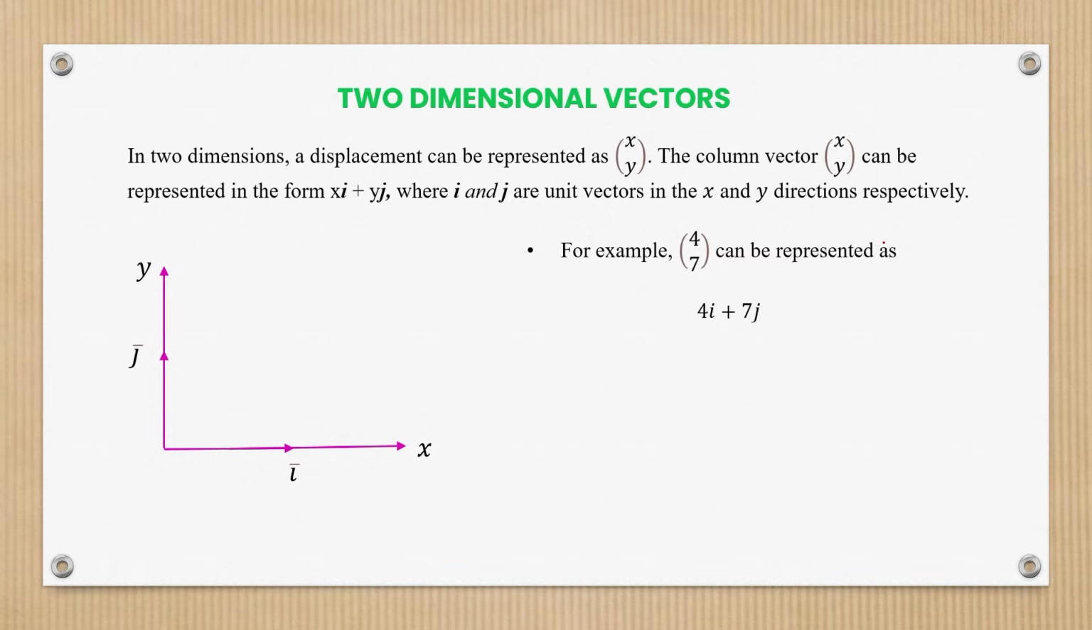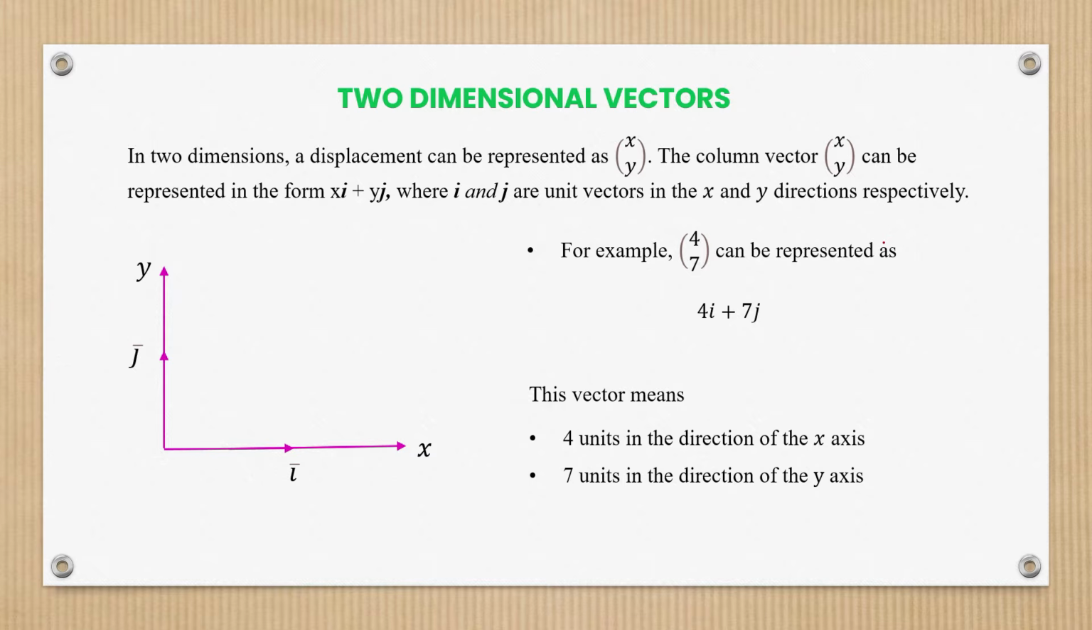So that's actually how we can represent it. Now for example, (4, 7) can be represented as 4i plus 7j. So this vector means that we've moved 4 units in the direction of the x-axis, and then we've moved 7 units in the direction of the y-axis. As you can see here, the x is now being represented by the 4 and the y is being represented by the 7, which makes sense. So we've moved 4 units in the direction of the x-axis and 7 units in the direction of the y-axis. This is just for you to actually get the picture.